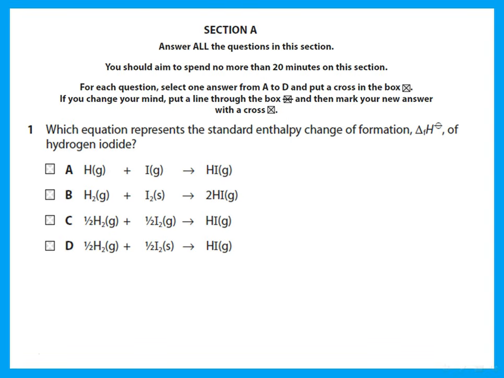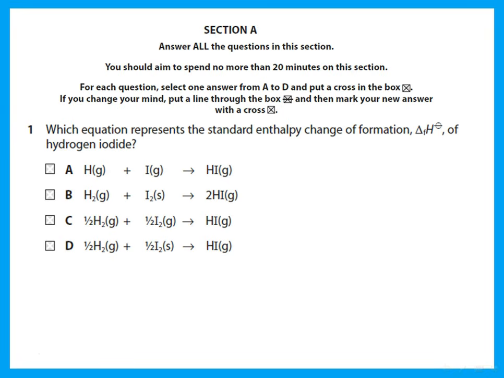First of all, you should remember that when we say standard enthalpy change of formation, we need an equation that will form 1 mole of hydrogen iodide from its elements in their standard state. So, first of all, B is wrong. B is trying to form 2 moles. So that is not right. And then we want the elements in their standard state.